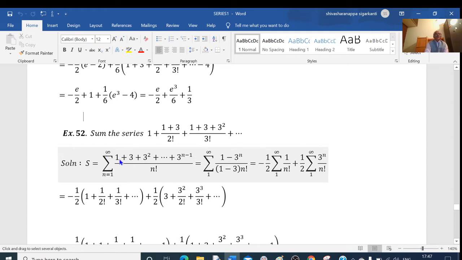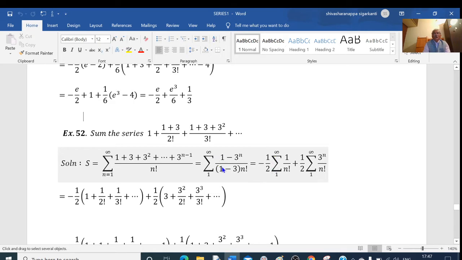Okay. Now the numerator, how many terms are there? 1, 2, 3 up to n minus 1 plus 1 is there. Totally n terms are there. Then sum to n terms of a geometric series. As this is the geometric series, then sum to n terms of a geometric series is given by a into 1 minus r to the power of n divided by 1 minus r. Here a, the first term, equal to 1. Therefore, sum is 1 minus r to the power of n divided by 1 minus r. So, here r, the common ratio, is 3. Okay. So, 1 minus 3 to the power of n divided by 1 minus 3, the n factorial as it is. And here start with 1 to infinity.